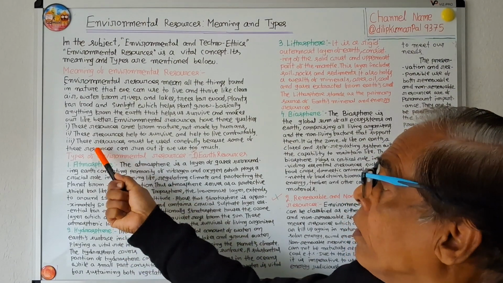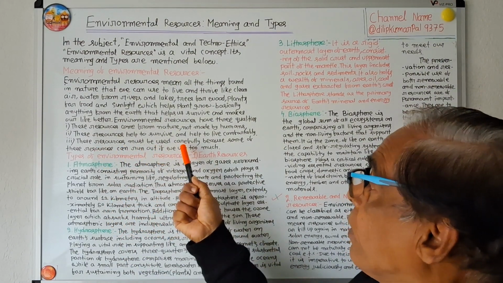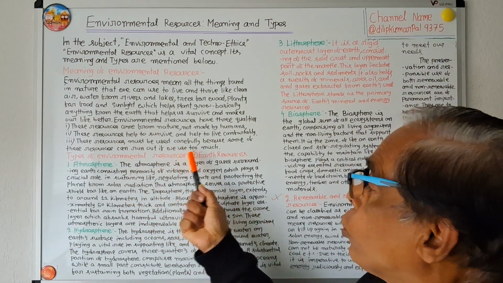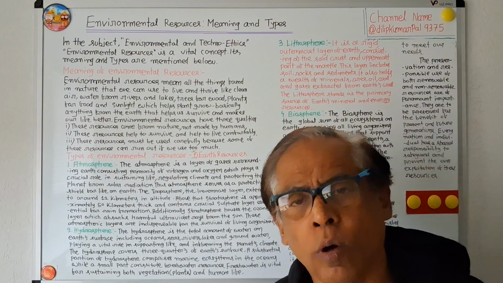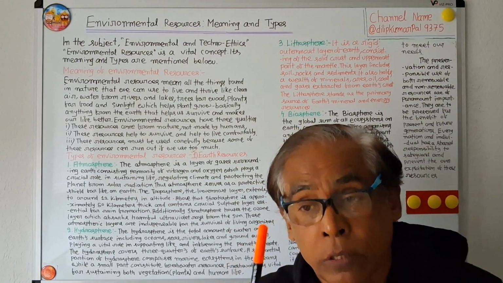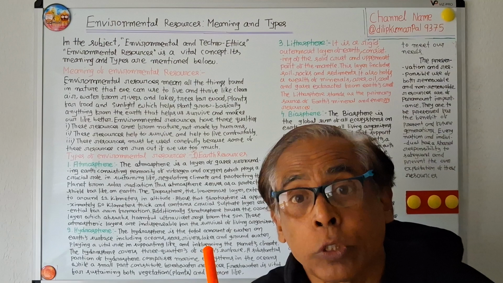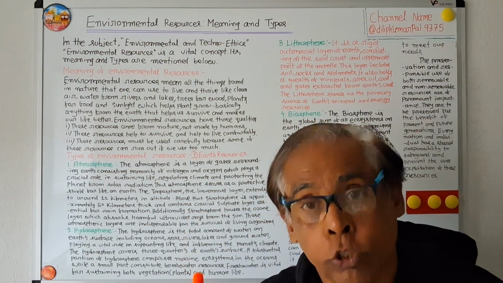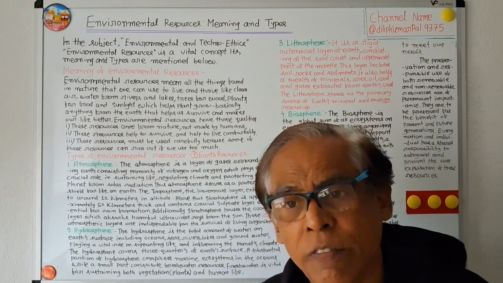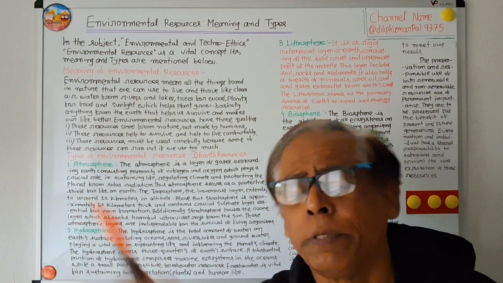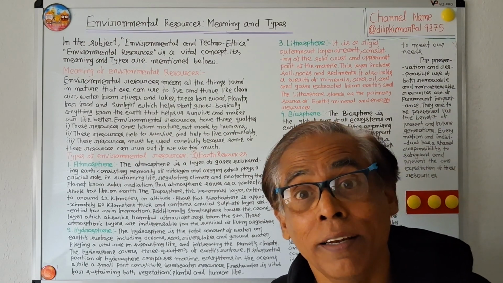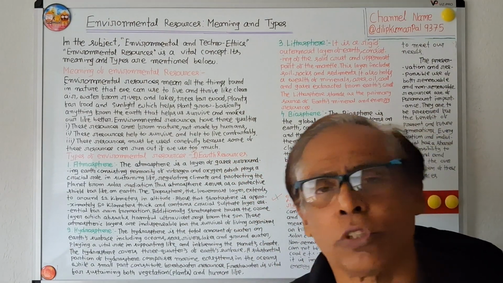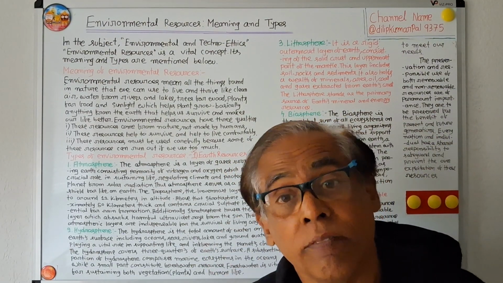Number three, these resources must be used carefully because some of these resources can run out if we use too much. Another quality of environmental resources is that some of them are limited, and if we overuse them, then they will not be found anymore. So we are clear about the meaning of environmental resources and the qualities of environmental resources.